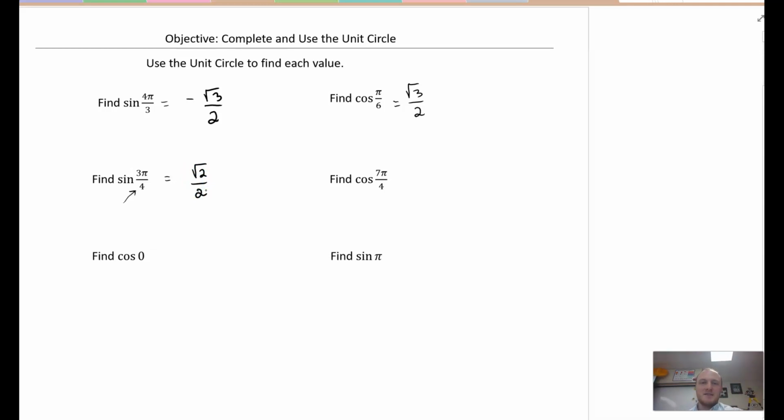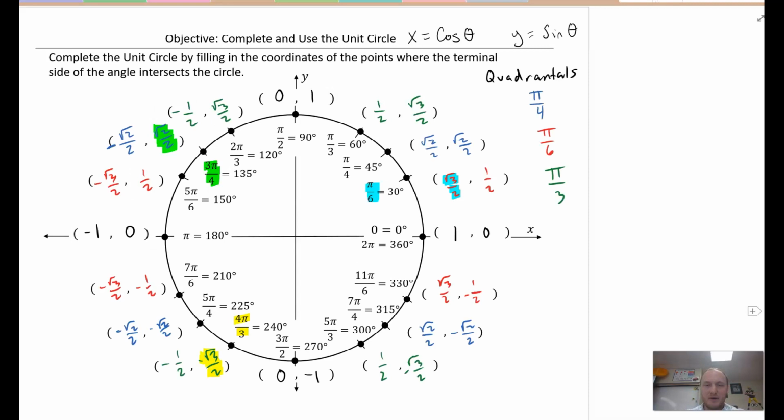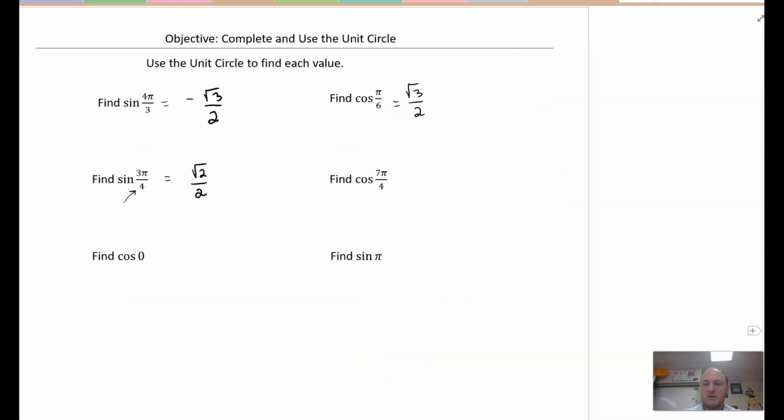Okay, next, cosine of 7 pi over 4. So I go back to my unit circle and find 7 pi over 4. Cosine, that's my x value. Again, positive root 2 over 2. Now, you'll also get quadrantals as well, and the last two examples are quadrantals.